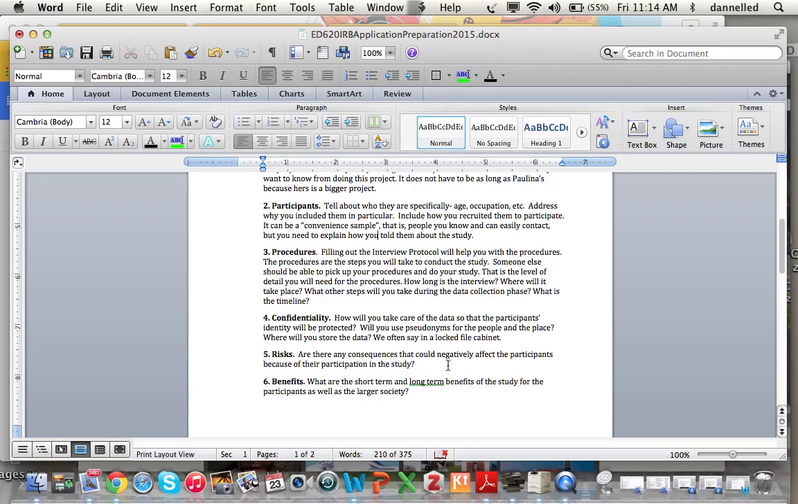So for the benefits, just think hard about what the benefits are, because they're usually there. They're always there in terms of our educational studies. But in this section, you will need to state them.